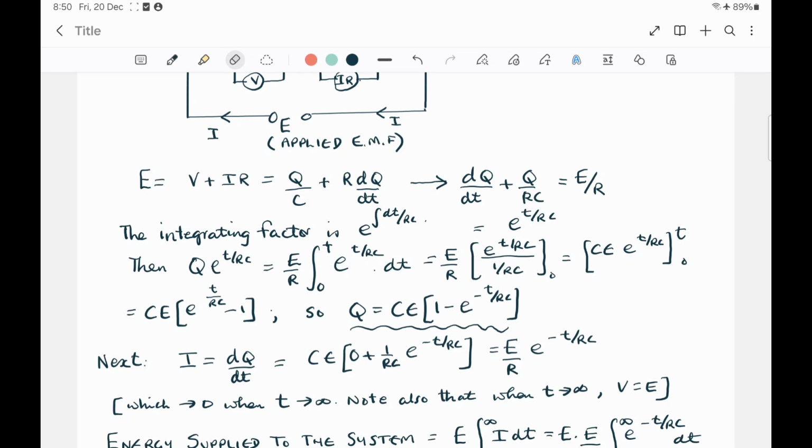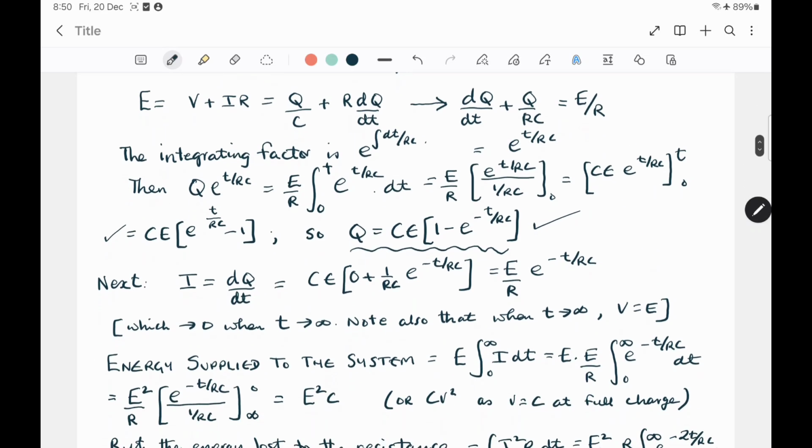And that easily works out to E over R, e to the power t over RC divided by 1 over RC, which equals CE, e to the t over RC between the limits t and 0, which comes down to CE, e to the power t over RC minus 1. And so multiplying both sides of that equation by e to the minus t over RC, we get Q equal to CE bracket 1 minus e to the power of minus t over RC. So we're down to here. So we've got an expression for the charge Q.